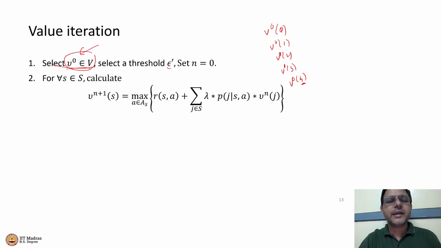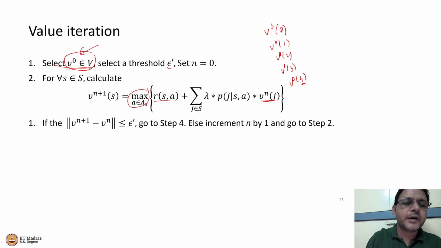And based on that, I will calculate the value of Vn plus 1, which is maximized over all possible actions that I can take, which maximizes my immediate reward plus the future. Here V0 will be known when I solve it for V1. Keep doing this, and essentially check if the gap between Vn and Vn plus 1 is very small, some threshold, some lambda prime.